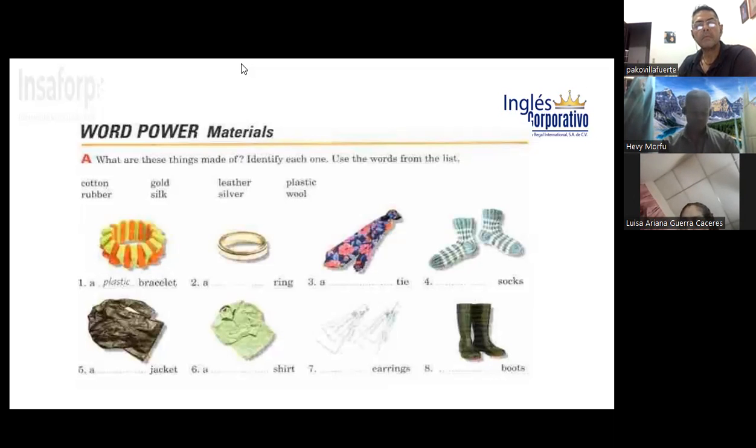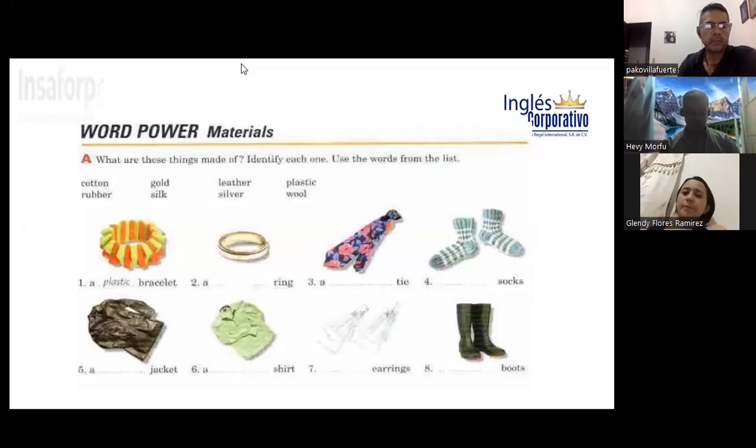Okay, that's awesome. What about number three? Tell me. Okay, number three, I'm sorry. Silk tie. Okay. Number four. Wool sock. Okay. Yes, wool socks. That's okay.